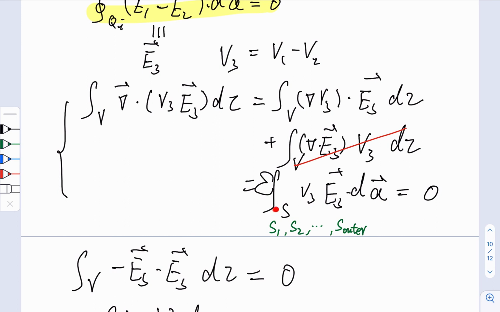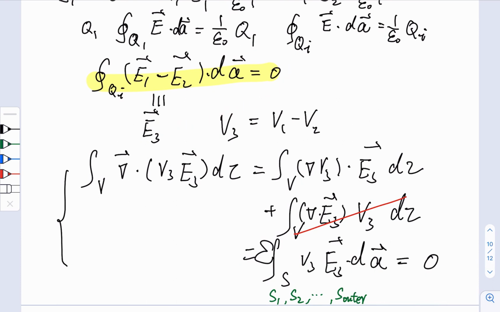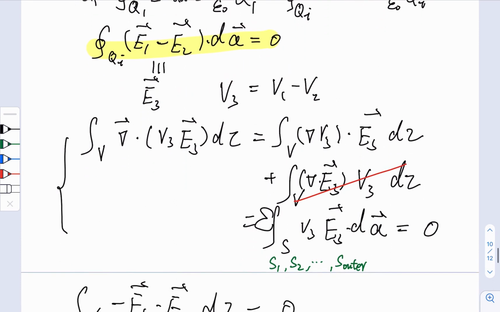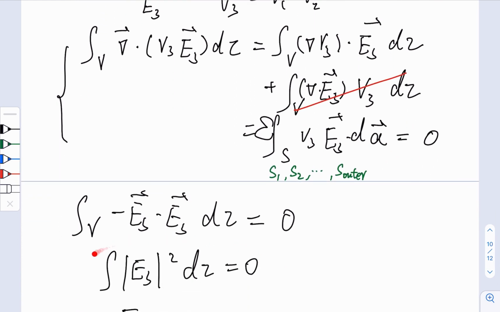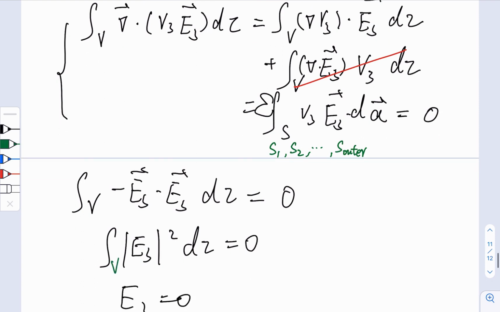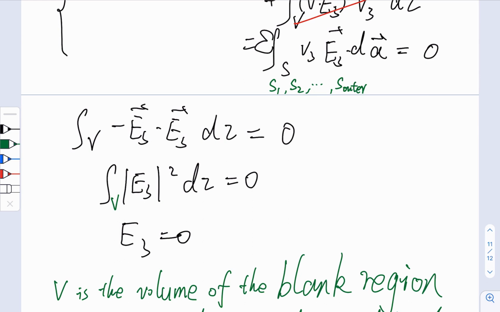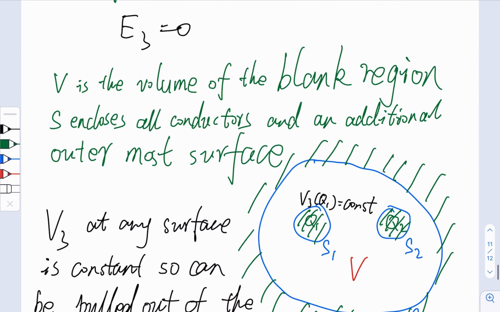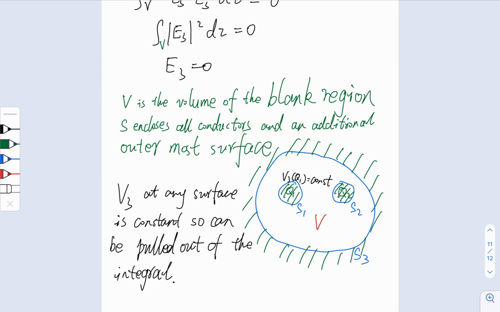What's left over is the integral of E3 dot dA. Now we have the relation that E3 dot dA must be 0, so the integral is 0 on the right hand side. This means that the integral of E3 squared must be 0 over the entire volume V, which is only possible if E3 is zero everywhere in the region of interest. Now we have proved that E3 is 0 anywhere inside this blank region, so the corresponding V3 should be a constant inside this region. Then E1 and E2 should be no different, and the electric field itself should be a unique field.